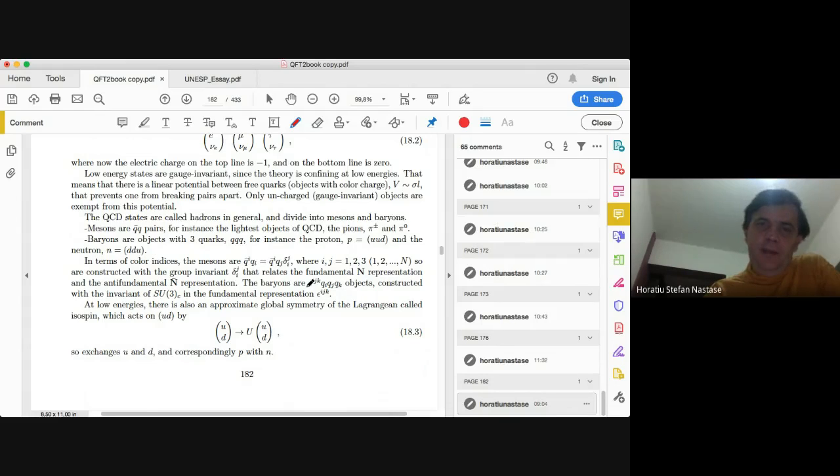On the other hand, the baryons are objects that are particular to the group SU(3). So this Q bar Q would be true for any SU(N). But for SU(3), we have this QQQ, which specifically means Q_i, Q_j, Q_k, contracted with the group invariant epsilon ijk. Of course, this could be done for SU(N): I could write epsilon i1 up to iN, Q_i1 up to Q_iN. That would be an invariant.